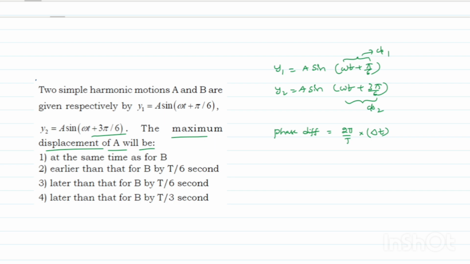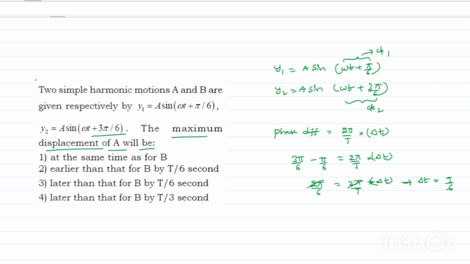Phase difference between these two particles: omega t plus omega t gets cancelled. Here we will be getting 3 pi by 6 minus pi by 6, which will be equal to 2 pi by T into delta t. So 3 pi minus pi gives 2 pi by 6, which equals 2 pi by T into delta t. So 2 pi gets cancelled, and the time difference delta t will be T by 6.